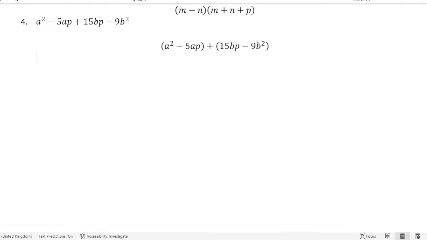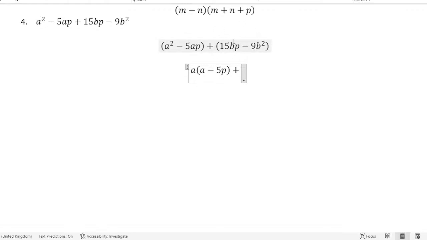All right, now the second step is to look for the common factor. That is our second step. You look for the common factor. So on the first term, our common factor is a. So we have a into a minus 5p, close brackets, then plus, then what is our common factor here?